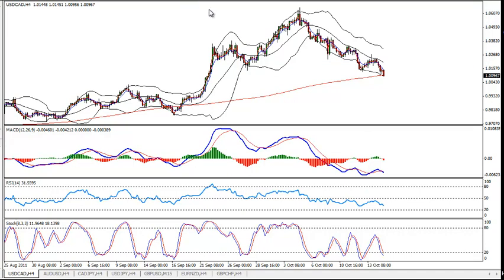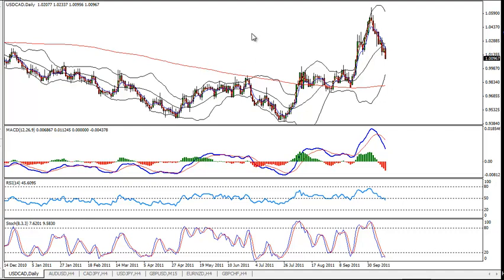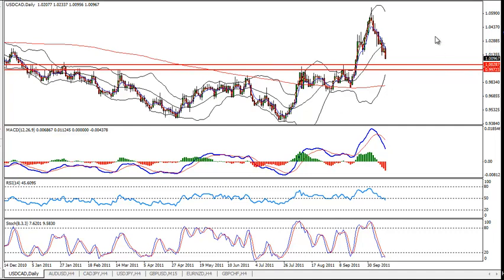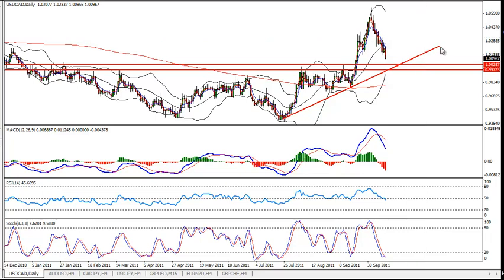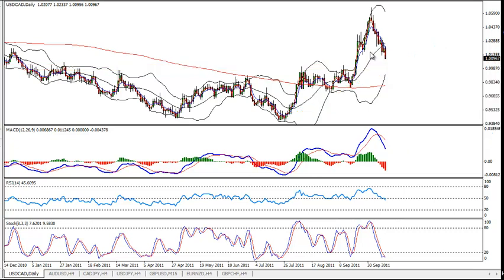Dollar Canadian, the same story, but here I would be a little more cautious. As we can see, we have a support area here, and a trend line here. It also should make the move up. How deep it will be? Well, it depends. But dollar Canadian is a little different story, because it's also affected by the oil, and this is why it's a little weird pair to look at.